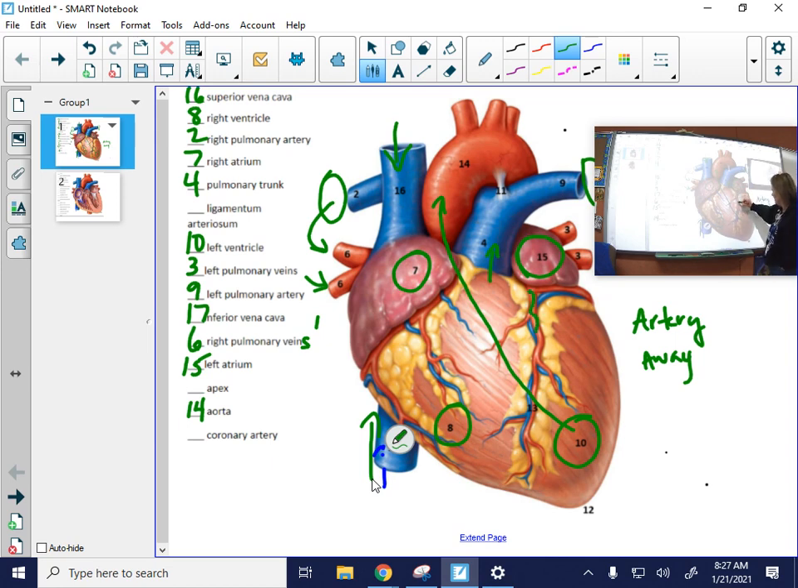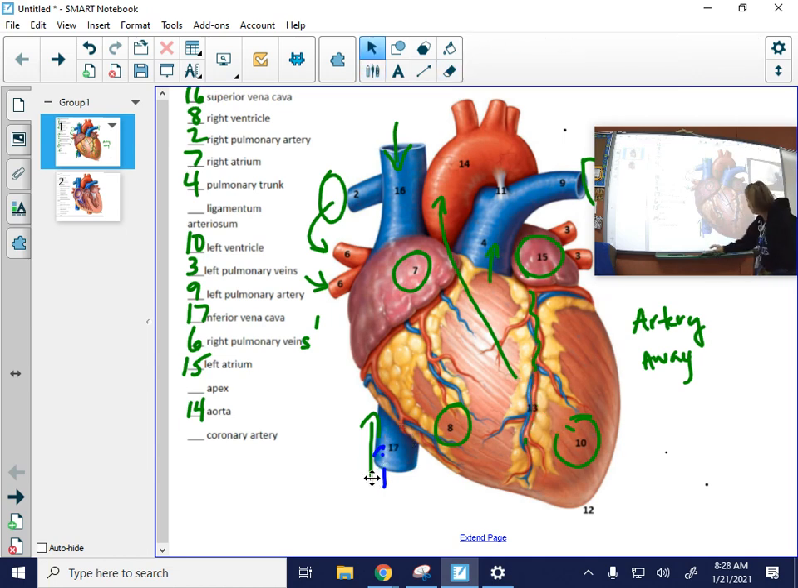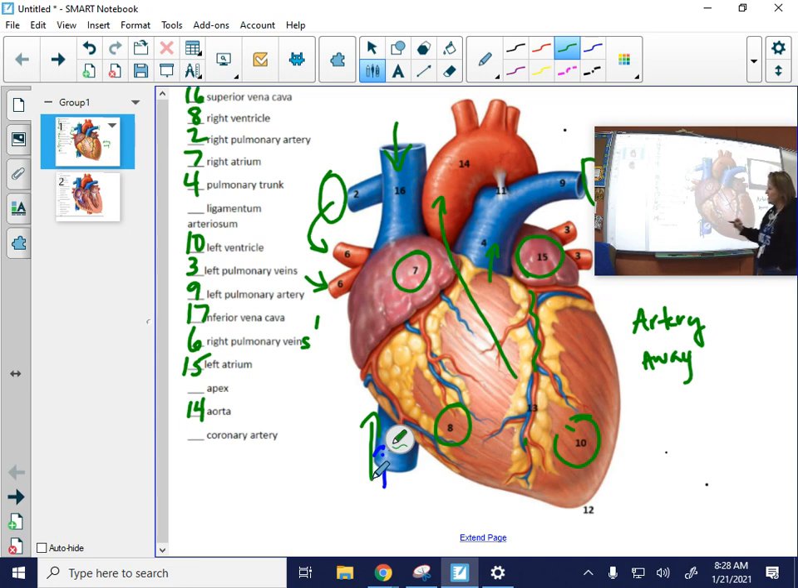Then we have just a couple of external features that I want to draw your attention to. We talked about this one previously. I just went over it before I looked at the number. Number 13 is going to be the coronary artery. And remember again, the coronary artery is branching off of the aorta in order to feed the heart. And then the veins are going to dump it back into the right atria.